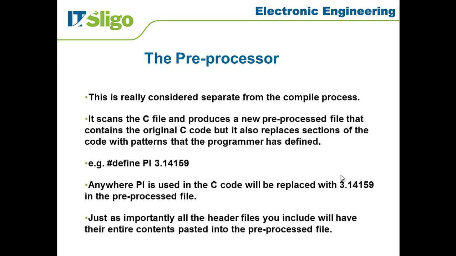Just as importantly, what the preprocessor does is that it takes whatever header files you have at the top of the file. So you'll be used to, from C programming, putting in things like stdio.h and so on. It takes those header files, the entire contents of them, and pastes them at the beginning of the preprocessed file. So in actual fact, you'll find that a huge amount of your preprocessed file is taken up with the text from those header files, and then only maybe a small amount at the bottom, depending on how much C code you've written, is the actual C code from that file.